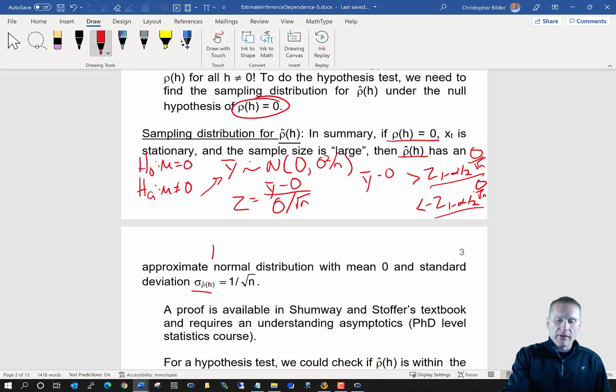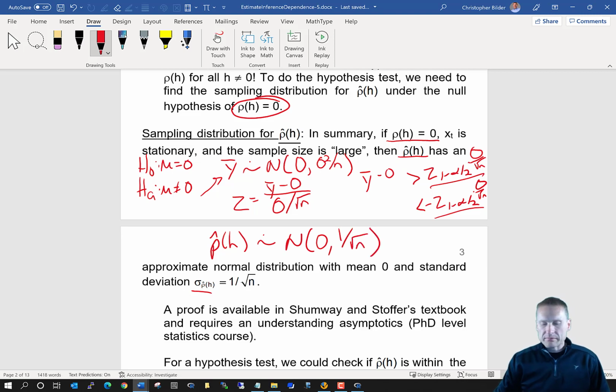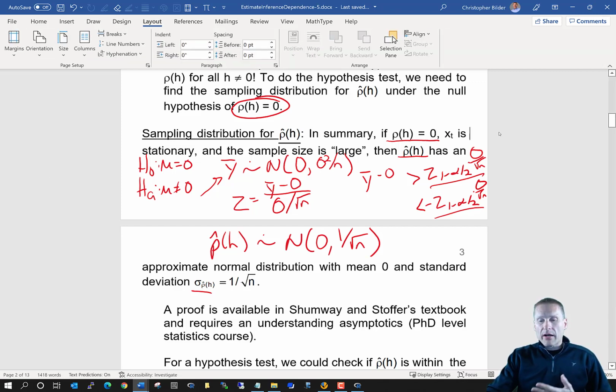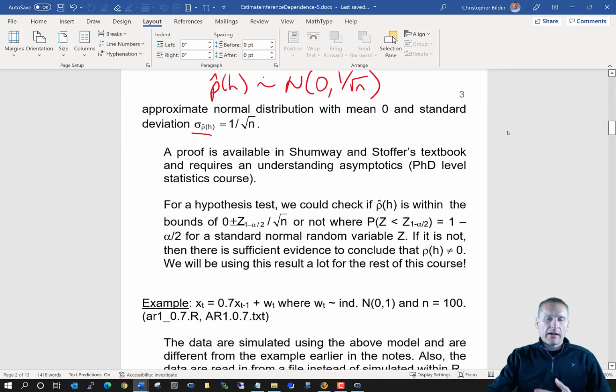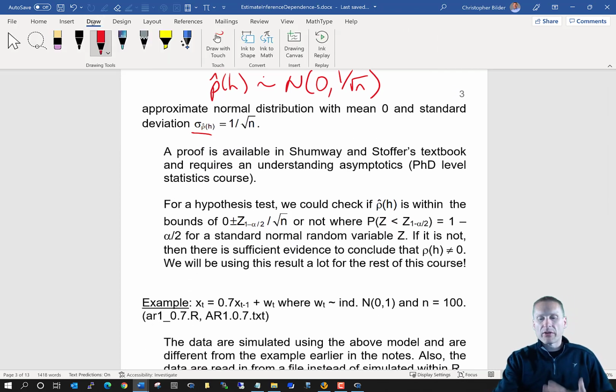So in other words, rho hat of H has an approximate normal distribution with mean 0 and variance of 1 over n. This is for a large sample, stationarity, and rho of H equal to 0. Now, a proof of this sampling distribution relies on having a PhD level asymptotics course. In that kind of a course, sometimes you talk about this particular result, sometimes you don't.